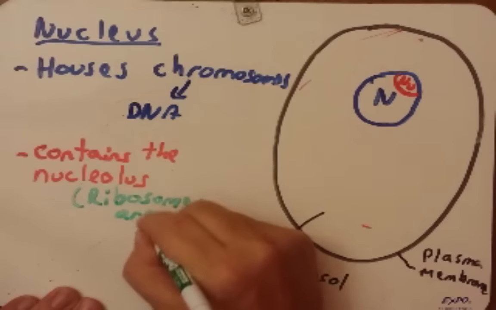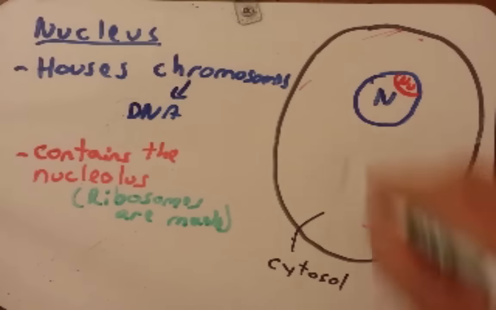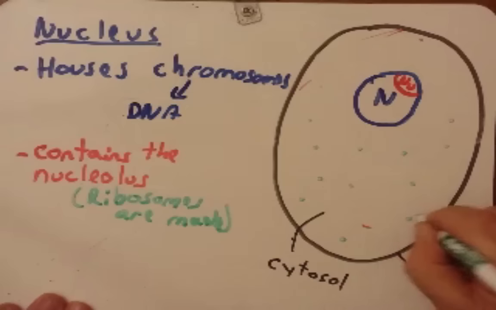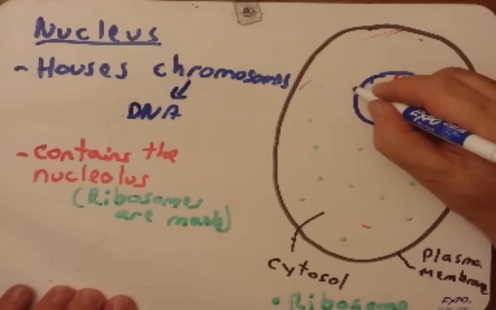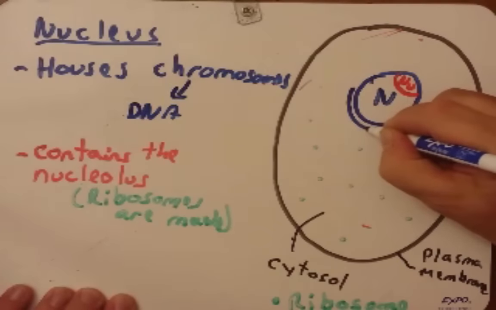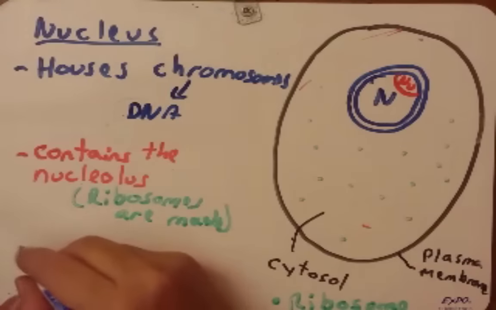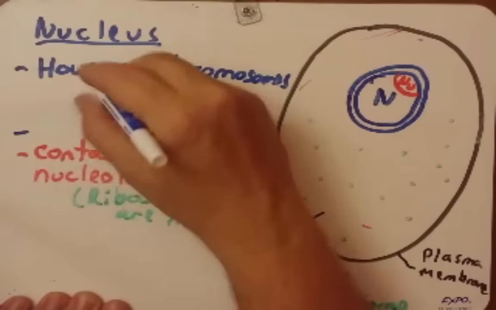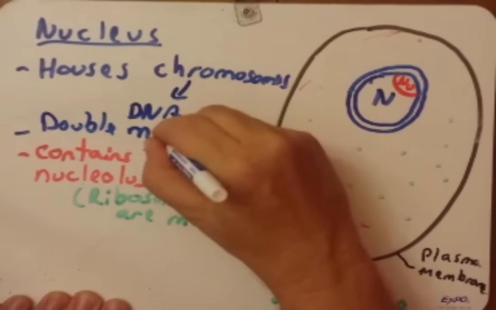Now, ribosomes would be found in bacteria, archaea, and eukaryotes. I'm going to go ahead and just put a couple little dots here just to show that there are ribosomes. So down here I'm just going to put a dot and say that's a ribosome. Another thing I'm going to point out here is that the nucleus, like the mitochondria and the chloroplast, is double membraned. I'm going to put that here so it's under the blue area here. Double membrane.